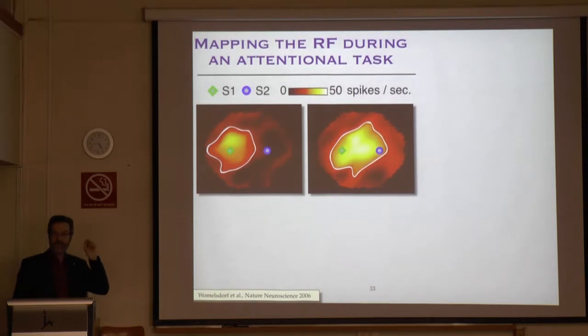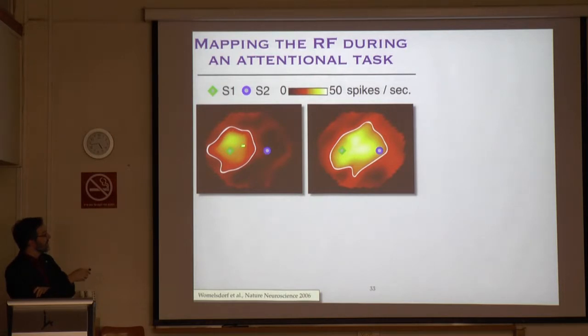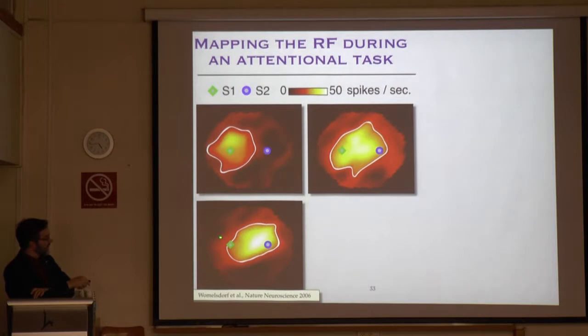And even though I'm not telling you where the animal is attending, I would hope that you can see it in the data. So there's a clear sign that the receptive field changes when the animal is attending to this region here. The receptive field has shifted over there. And if the animal is asked to attend over here, the receptive field shifts toward that location. Okay? So spatial receptive fields change with the location of spatial attention.